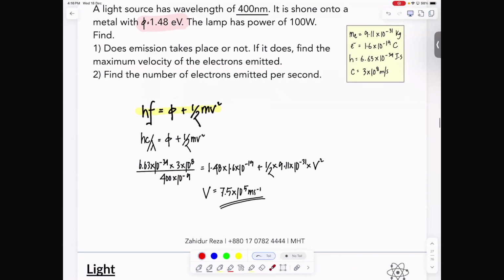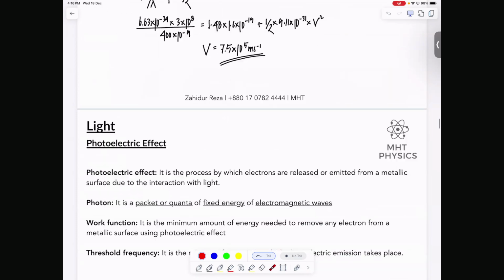Okay, last class we did some math. I think it was very basic. I asked you to find out whether emission happens or not, and also I asked you to find out the velocity of it. I asked you to find the number of electrons emitted per second. I didn't ask you to do that because there's something I need to show. So we'll do this now first. Okay, so are you clear so far?